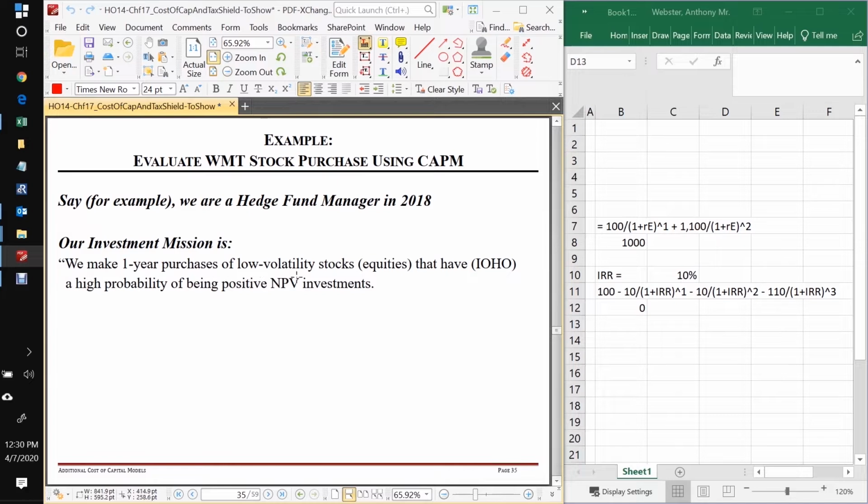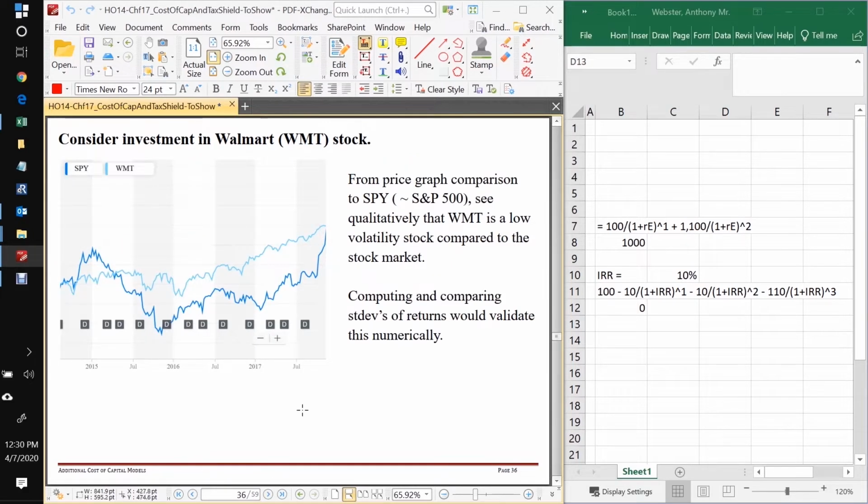1 year purchases of low volatility stocks that have, in our humble opinion, IOHO stands for in our humble opinion, a high probability of being positive NPV investments. Okay, so that's a fine mission statement. Nothing wrong with that, and let's go from there. So, given that mission statement, the hedge fund is considering buying shares of stock of Walmart here.